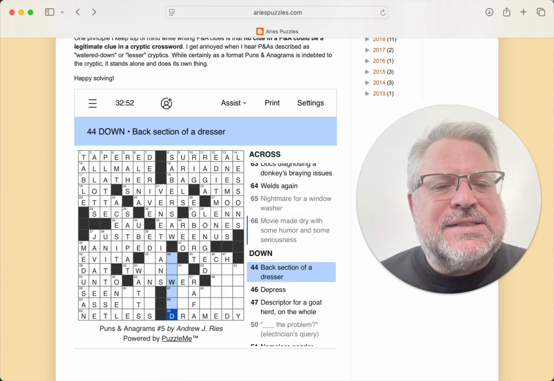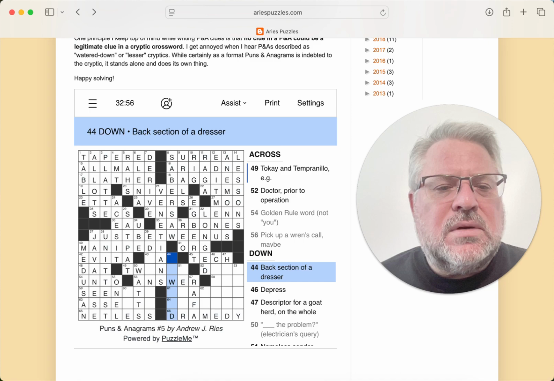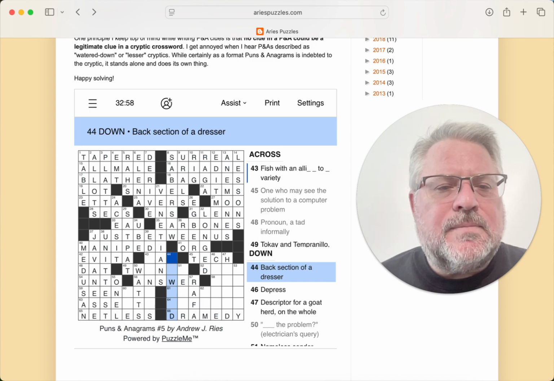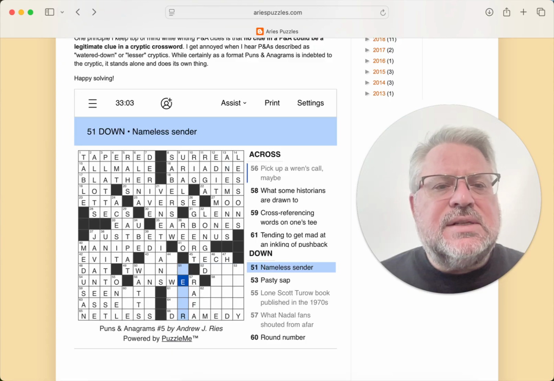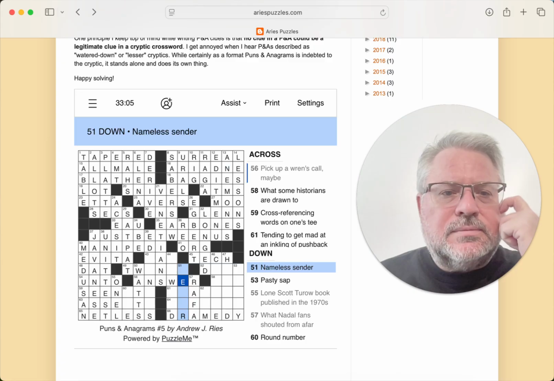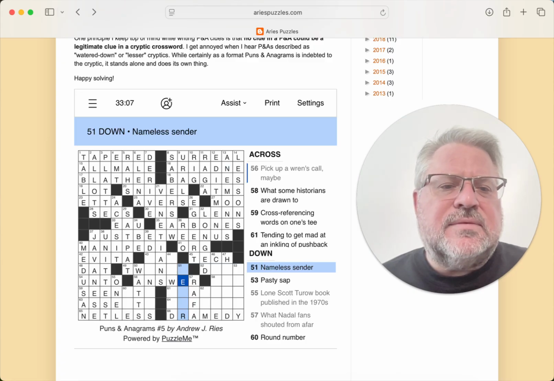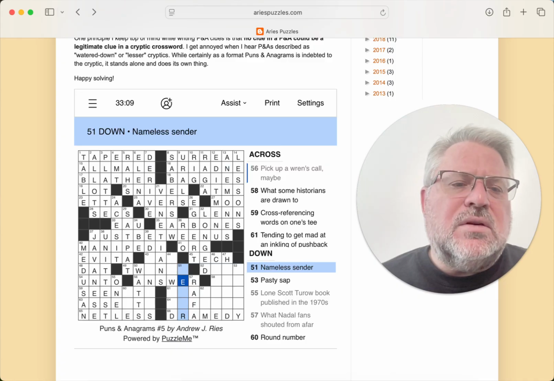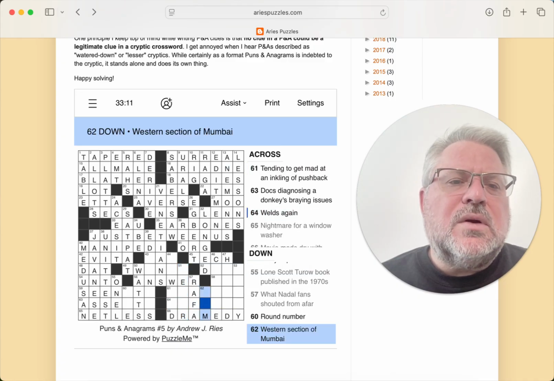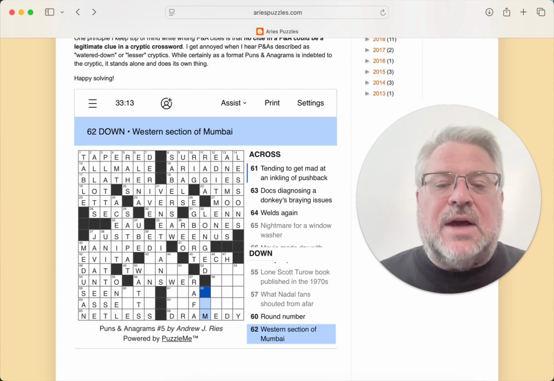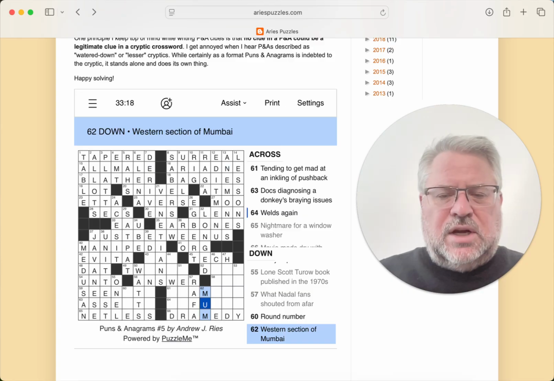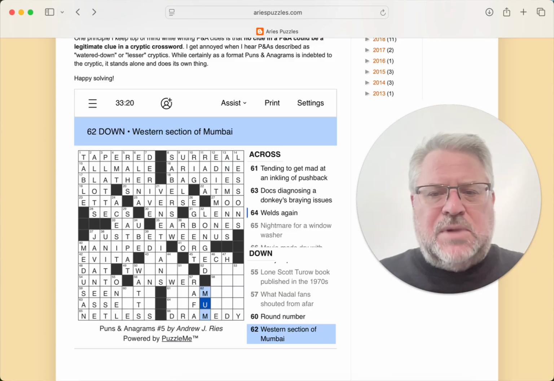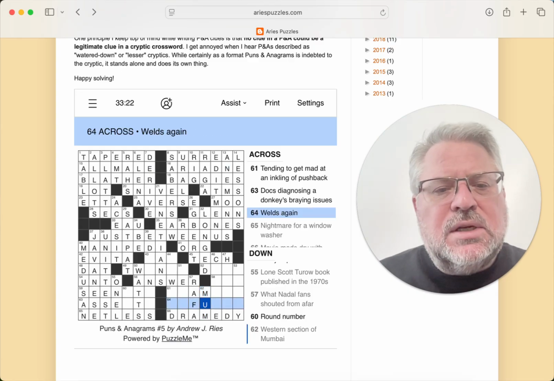44 down, back section of a dresser. One down, nameless sender. Is it Ender? No. Western section of Mumbai. So I think this is just, if you pictured Mumbai printed on a map, MUM would be the west half of the word.